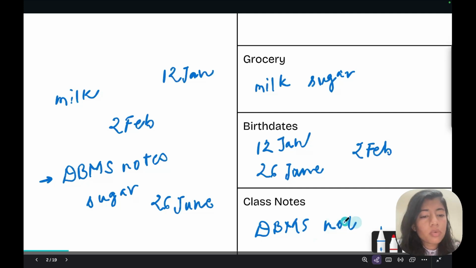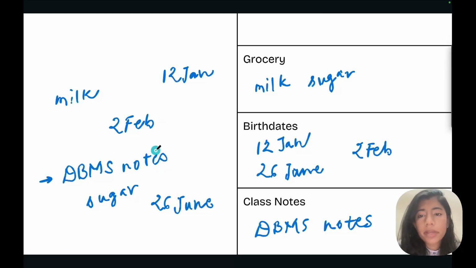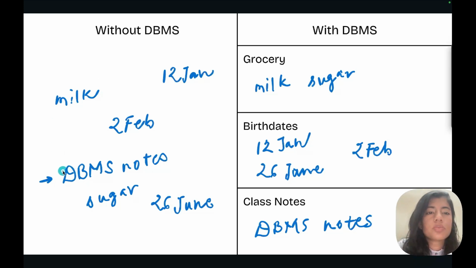So what I mean to say is this is a much more organized form, whereas this was a bit messy and difficult to access, right? So this is what a DBMS is briefly. This is how a system looks without DBMS and this is how it looks with DBMS. Basically we are organizing data into different sections, which makes it easy to access.